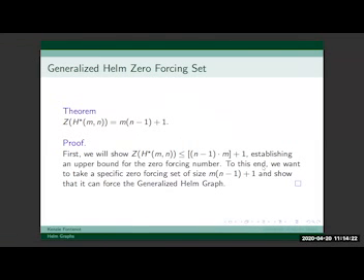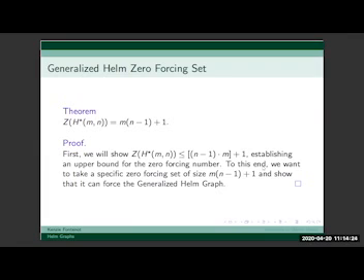So our first theorem with the generalized Helm graph is that the zero forcing number is m times (n minus 1) plus 1. Again, we're just going to go through a simplified version of these proofs. But first things first, we need to show that the zero forcing number is less than or equal to (n-1) times m plus 1, establishing an upper bound. Again, the easiest way to do this is just to take a zero forcing set of this size and show it can force the entire graph, which we're going to do later on when we do our iteration index. So we're just going to combine those again.